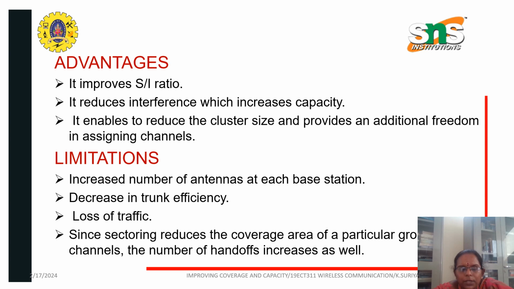So this method also has several advantages and disadvantages. Here the signal to interference ratio is increased and it reduces the interference, which in turn increases the capacity, and it enables reducing the cluster size, and provides an additional freedom for channel assignment. The limitations here are more antennas are needed, the trunking efficiency is reduced, and loss of traffic is also present here.